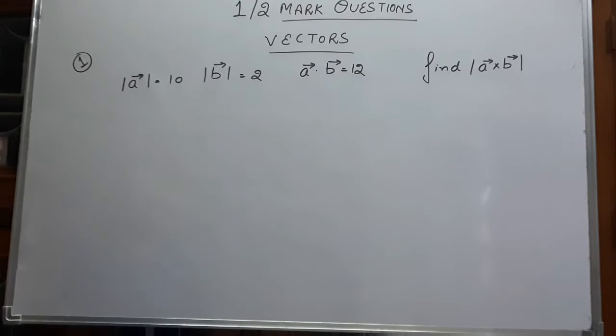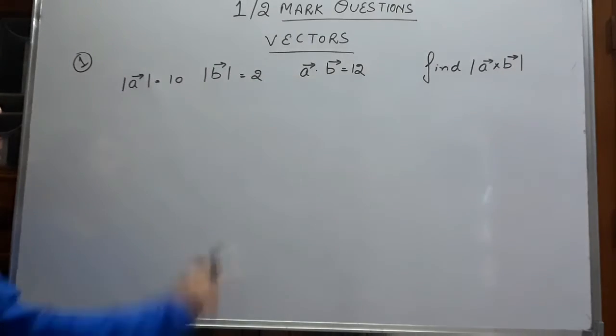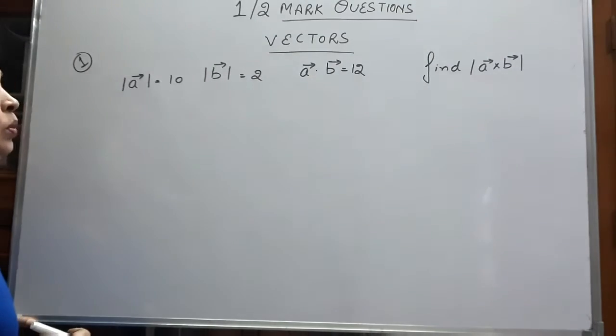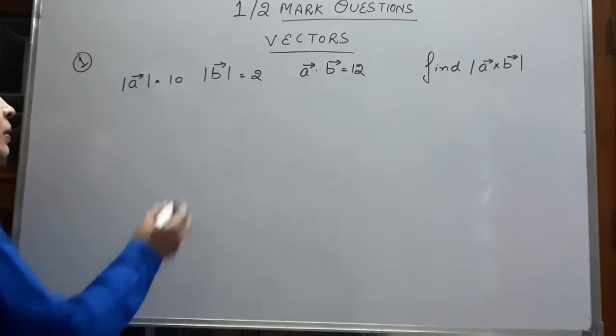Hello students, let's do some more questions on vectors for your exams. Magnitude of vector A is given 10, magnitude of B is 2 and vector A dot vector B is 12. We have to find the magnitude of vector A cross vector B.